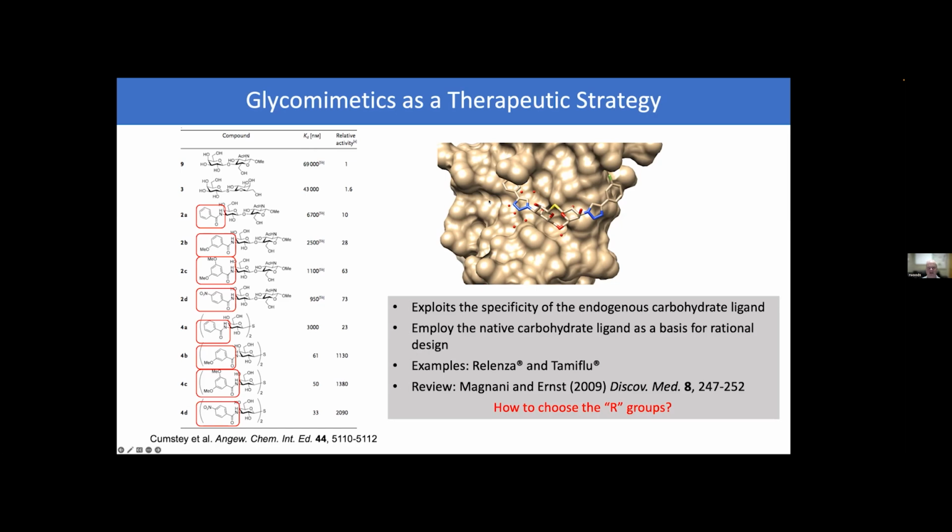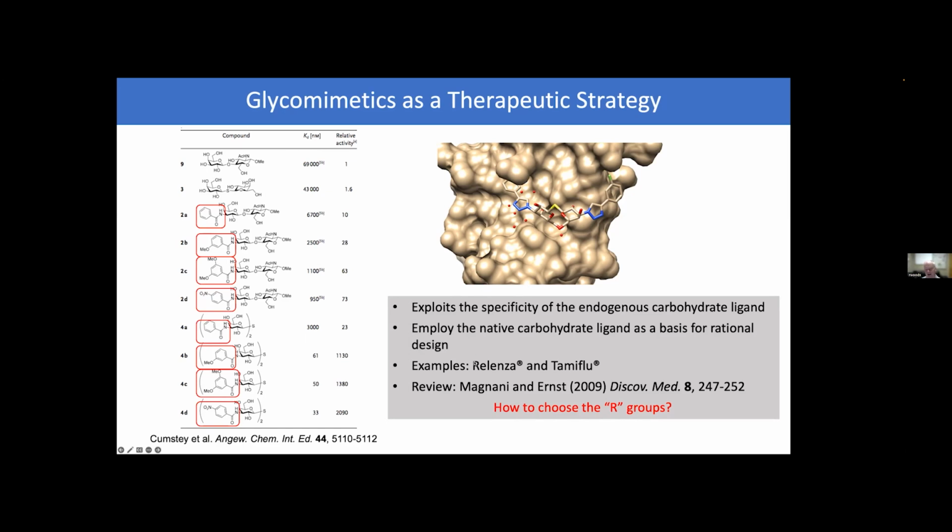The idea of using carbohydrates as a drug scaffold isn't immediately obvious because they're not very good drugs, right? They're hydrolyzed, they've got short half-lives, they don't cross membranes. However, they are very specific for their receptors. And so the idea is we want to exploit the natural specificity of the carbohydrate while changing it to enhance its affinity.